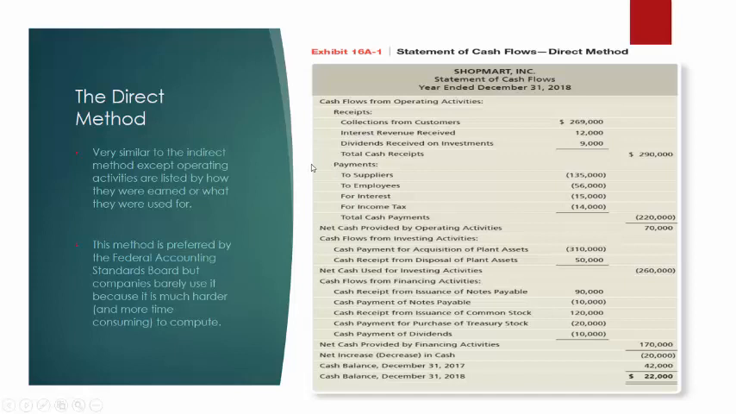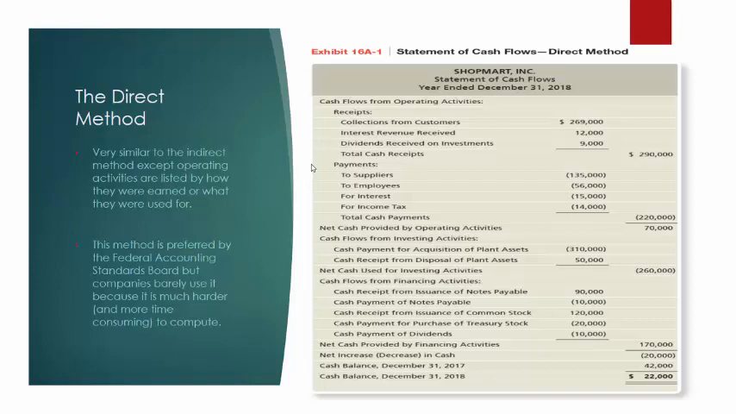So you're going to have your receipt section, which could be collections from your customers, any revenue that you've made off of investments that you had during the period, and your payments for your bills to your suppliers, to your employees, to the tax man. You're going to state what your source is that you're taking cash in from or paying cash out to.